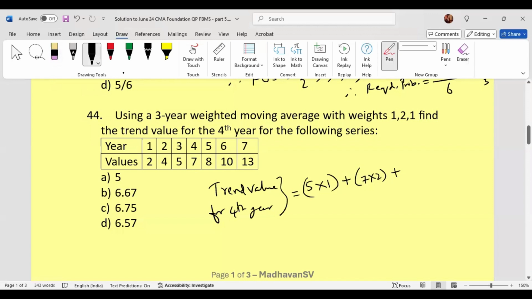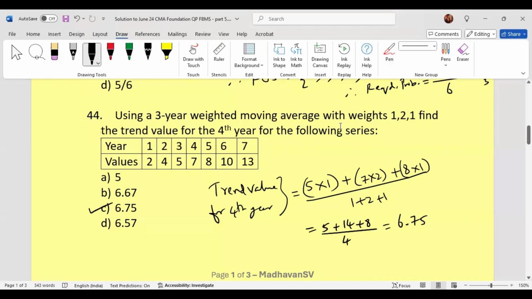And then 5th year's value, that is 8 into 1, is 1 given. And then divided by sum of the weights, 1 plus 2 plus 1. So we get 5 plus 14 plus 8 divided by 4. And if we calculate this, we get 6.75. So the option is C. That is the right option.